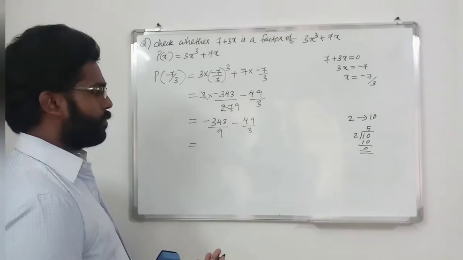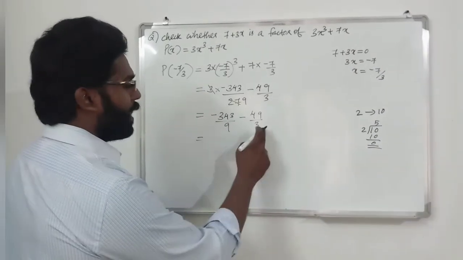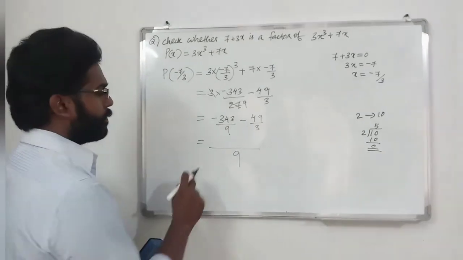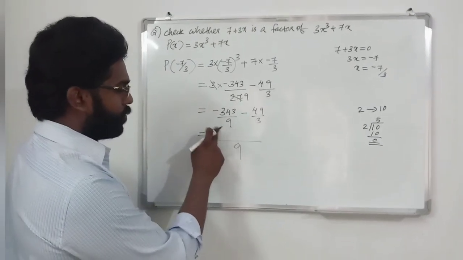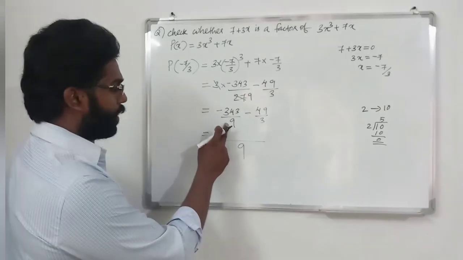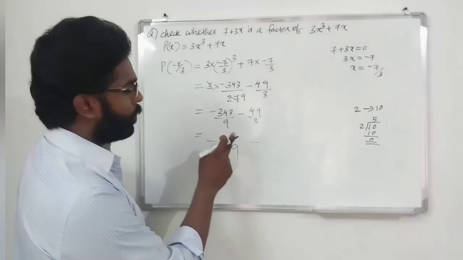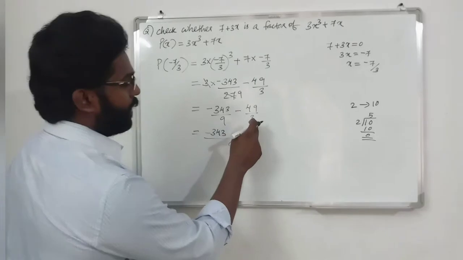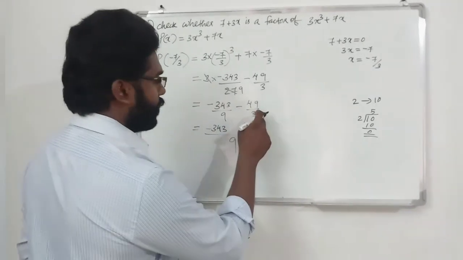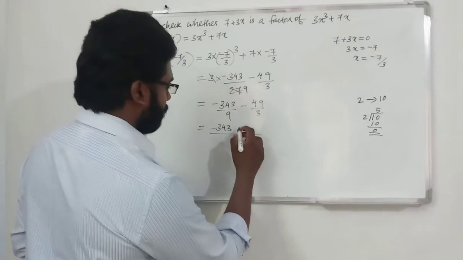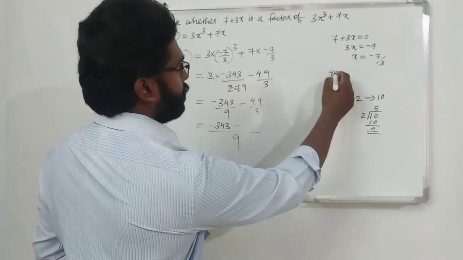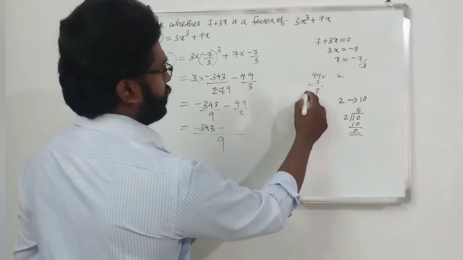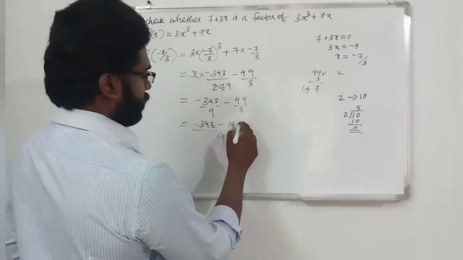We can use LCM, cross multiplication, anything; I'll use LCM. 9 and 3, so 9. The denominator is 9. To obtain 9, we multiply by 1 on the first, and on the second, 3 must be multiplied by 3 to get 9, so multiply the numerator also. So minus 343, and 49 into 3 is 147.